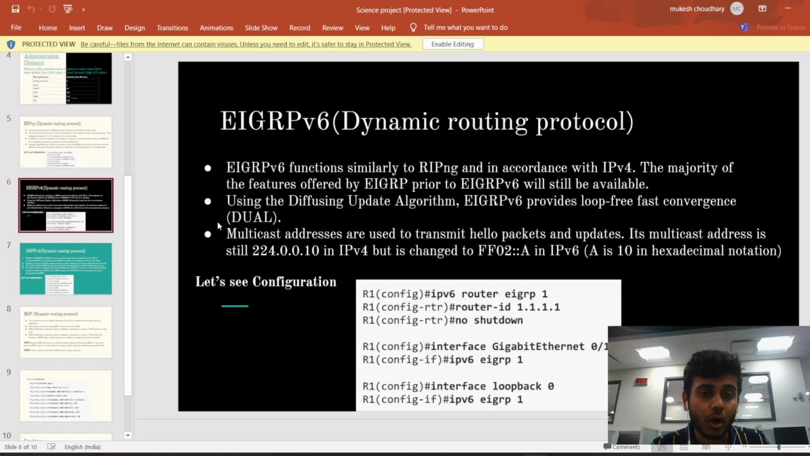Now we are going to talk about EIGRP version 6. EIGRP version 6 functions similarly to RIP, and it stands for Enhanced Interior Gateway Routing Protocol. EIGRP is derived from the Interior Gateway Routing Protocol, IGRP. The metrics used are bandwidth, delay, load, and reliability. EIGRP also uses the diffusing update algorithm to calculate the best path, so packets are transferred along the shortest path. Multicast addresses are also used to transmit hello packets and updates.